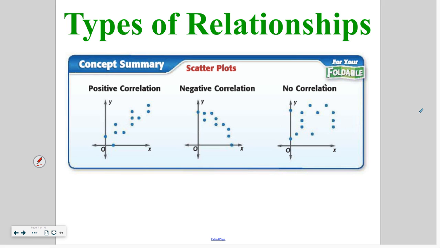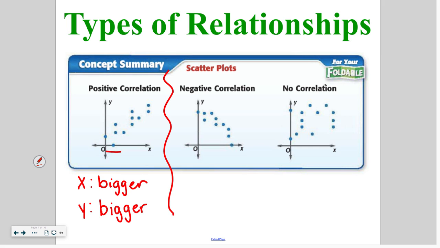There are three types of relationships that we have for scatter plots. There is a positive correlation, which means that as our x values get bigger, so as we move from left to right, our y values also get bigger. So our y values are also increasing. And that is shown on this first scatter plot example. X is getting bigger and our points are going up.